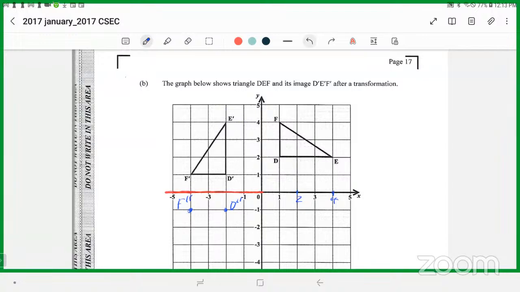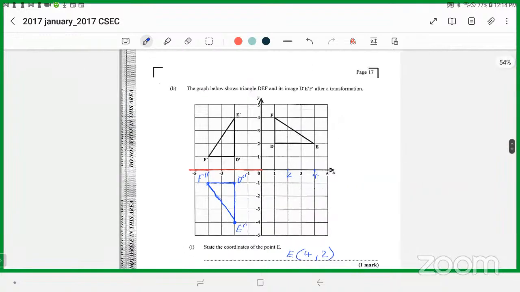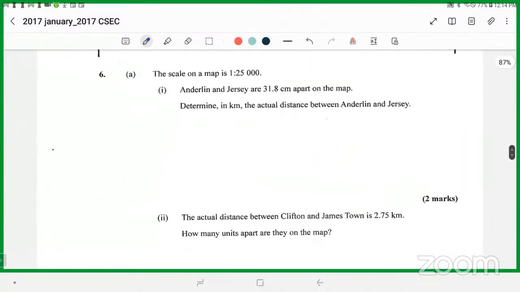And this point is 1, 2, 3, 4 to the mirror line. It's going to go 4 on the other side, down to negative 4. 1, 2, 3, 4. So it's coming down to here. That is E double prime. And so we draw that triangle. And that is that. All right. Nice and easy. All right, then we'll come to number 6.